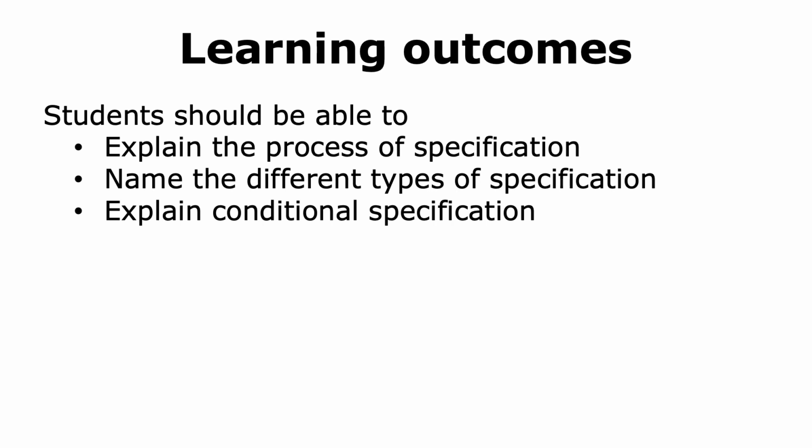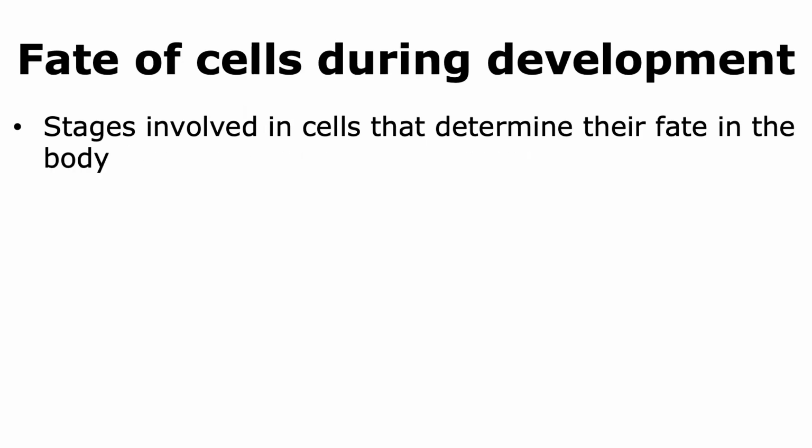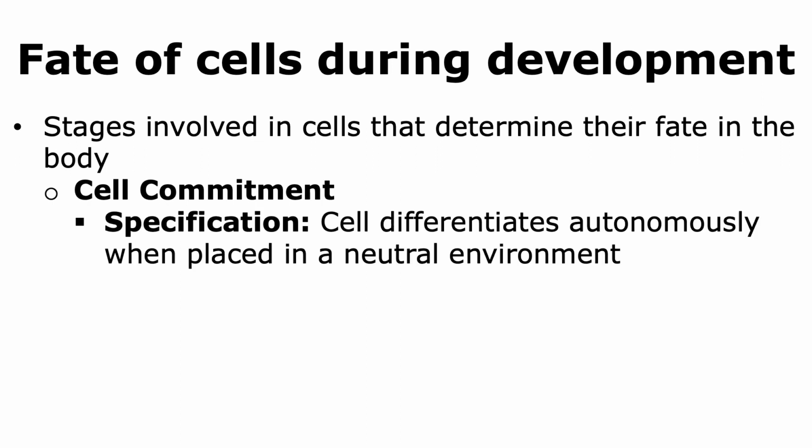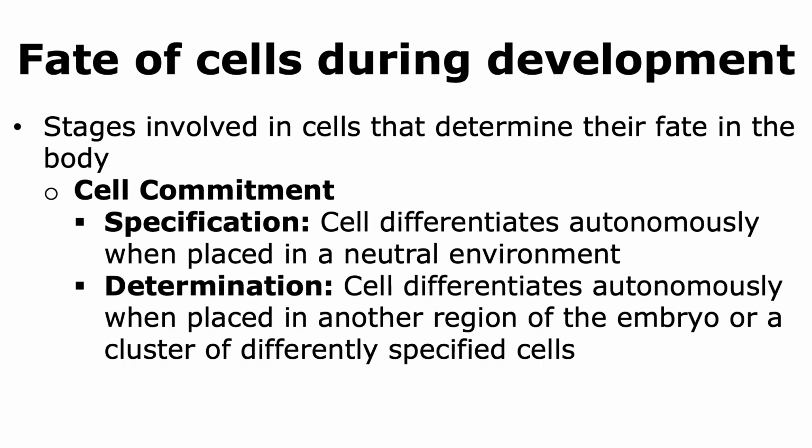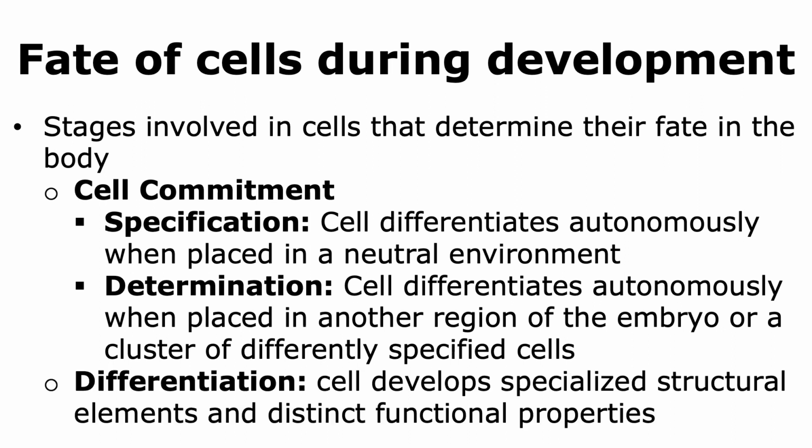on conditional specification. The different stages that are involved that enable cells to determine their fate in the body include the stage of cell commitment. Now, cell commitment requires the process of specification to occur, followed by the process of determination. Once cell commitment has been finalized, then the cell undergoes differentiation, which allows the cell to develop specialized structural elements and distinct functional properties. Now let us look at each one of these stages.